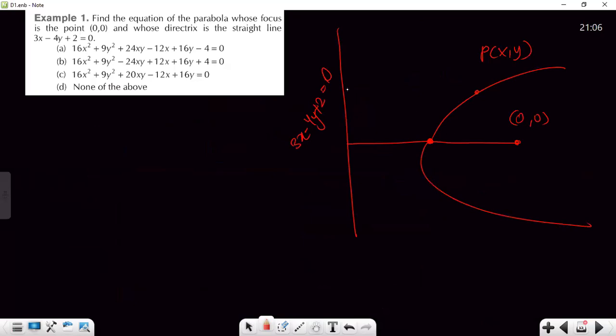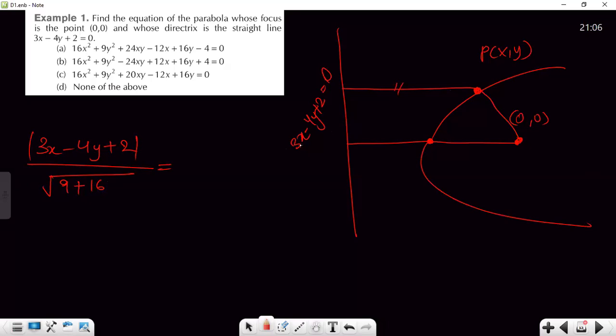So coming here, the distance between the directrix and this point, and the distance between the focus and this point, has to be equal. How do we find the distance between a line and a point? By simply substituting the x and y in the straight line. After substituting, this remains x and y only. And then its modulus divided by the square root of 3 square, which is 9, plus 4 square, which is 16.